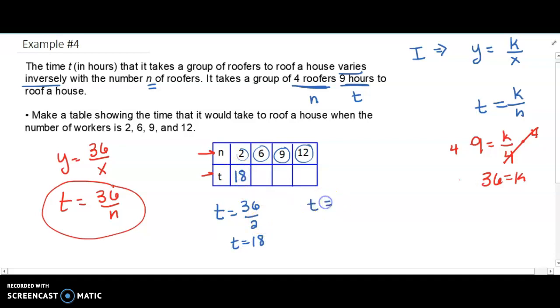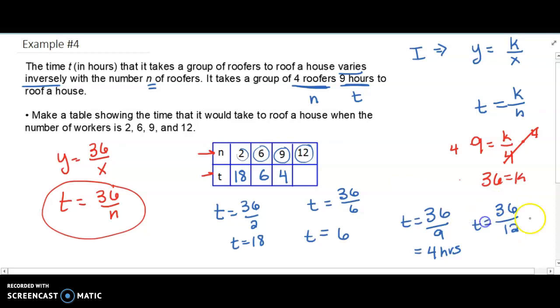Next, it wants 6 roofers. So 36 over 6, it would take 6 hours for 6 roofers. For 9 roofers, 36 over 9, it would only take 4 hours. So 4 there. And last but not least, for 12 roofers, the time it would take is 3 hours. So 3 in here. So notice as the number of workers increases, the time it takes decreases, which is kind of the definition of being inversely related.